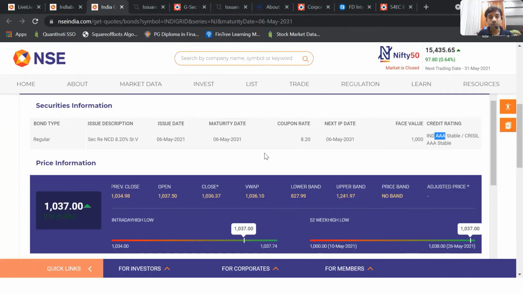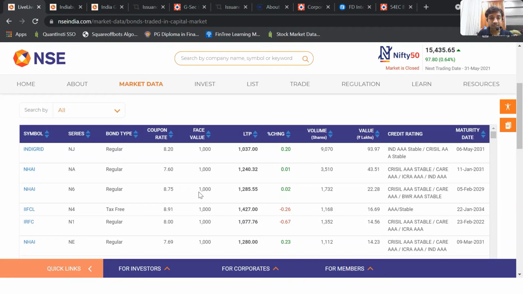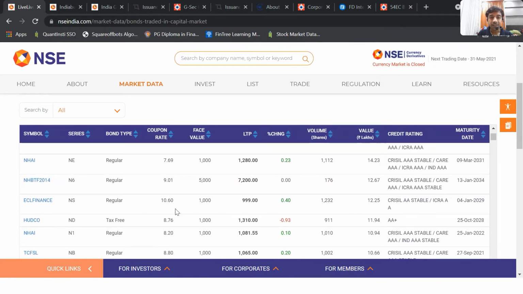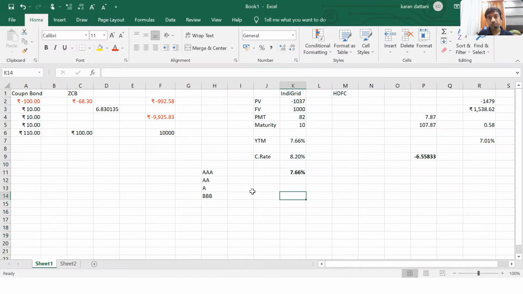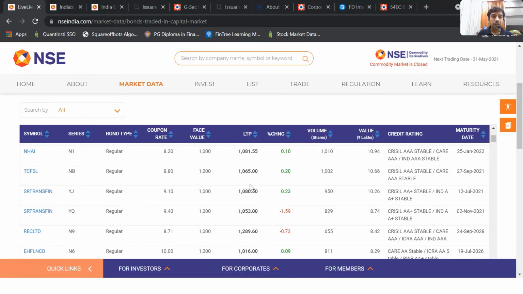So there are many bonds, if you see, they are showing significant coupon rate. They are showing 8.9% and 10%, but that's not going to be your actual return. Your actual return may be higher or lesser based on the market price of that bond. And this is how you can calculate it. You can calculate it using the rate function.